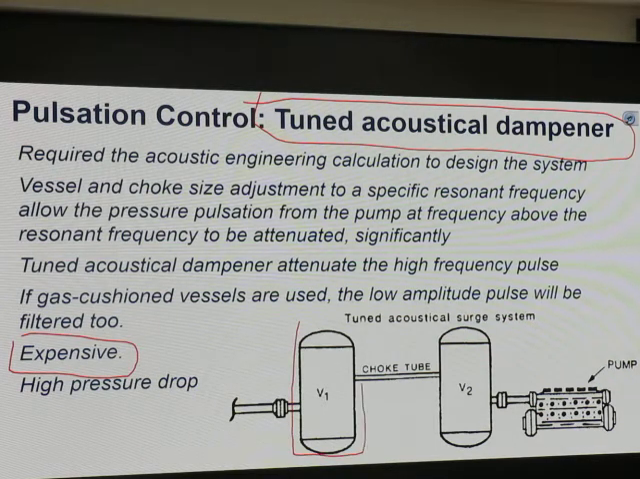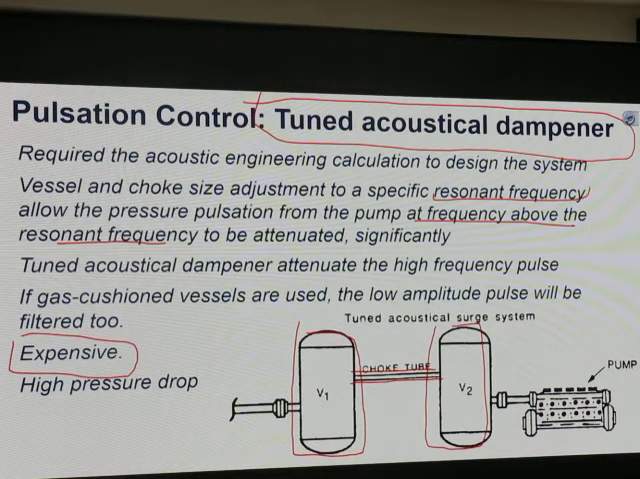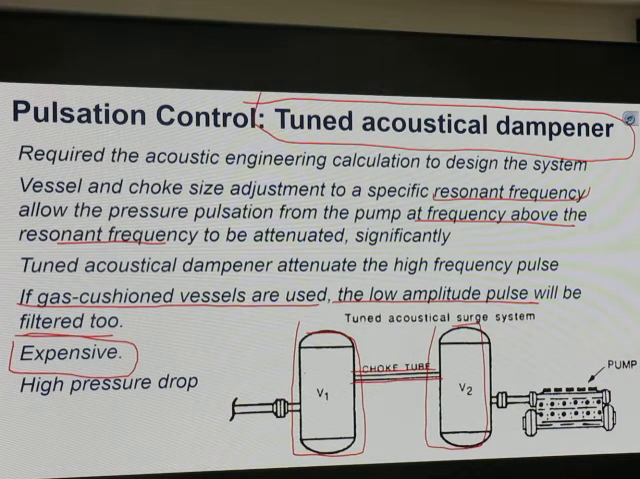It has two tanks, and it has a short tube connected in the middle. So it requires acoustic engineering calculation, vessel and choke size adjustment to a specific resonance frequency, to allow pressure pulsation from the pump at a frequency above the resonance frequency to be attenuated significantly. So it's based on the resonance frequency. It will remove any high frequency pulse. Okay. With a gas cushion vessel, the low amplitude pulse will be filtered too. For high frequency pulse, we won't use this acoustic dampener.